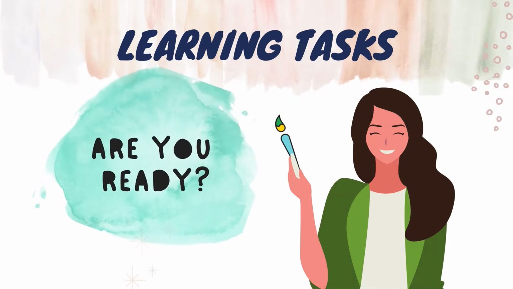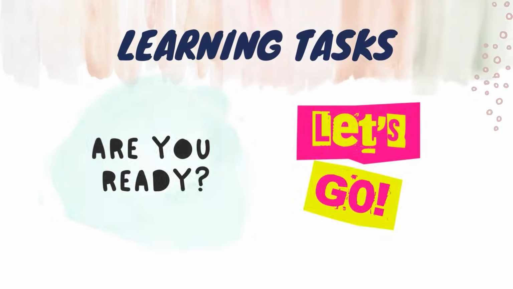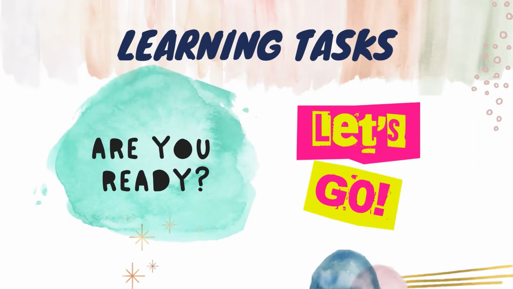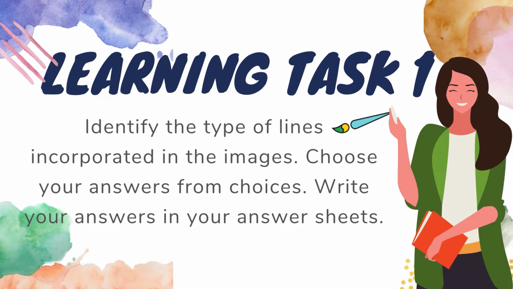Now we have learning tasks. Are you ready? Now let's go. Once again, prepare your activity sheets and your pen for this learning task. Now, let's go if you are ready. Learning task 1, identify the type of lines incorporated in the images. Choose your answers from the choices. Write your answers in your answer sheets.